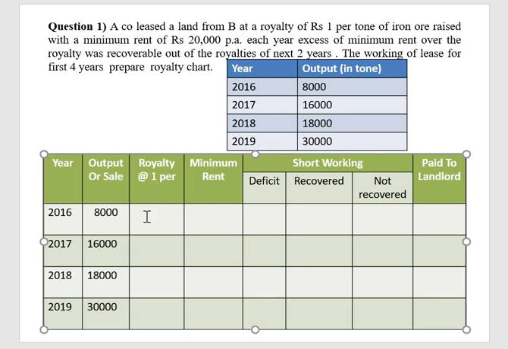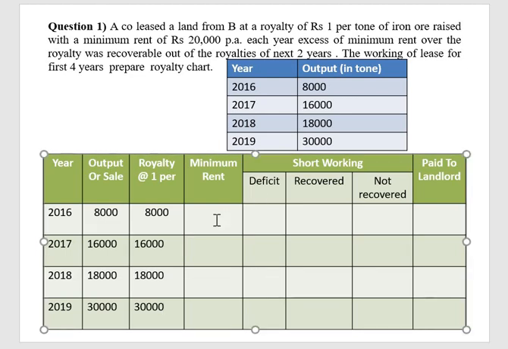So 8,000 into 1 rupee is again 8,000. Next 16,000 into 1 rupee is 16,000. So you have to multiply: number of tons 16,000 into rate per ton 1 rupee is 16,000. Next 18,000 into 1 is 18,000. Next 30,000 into 1 is 30,000. Is it clear?